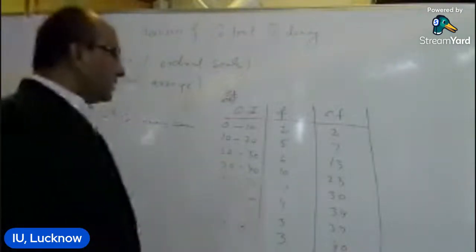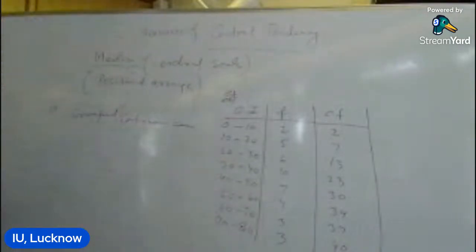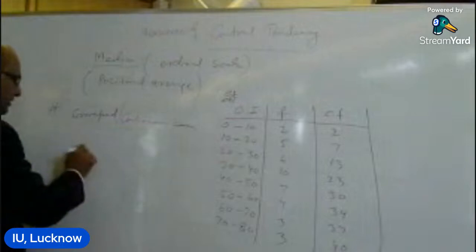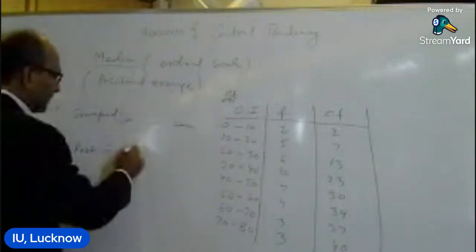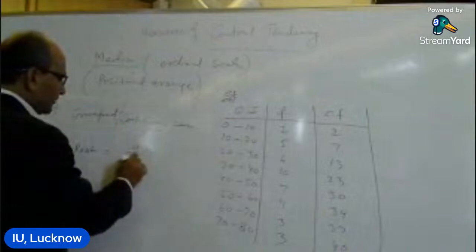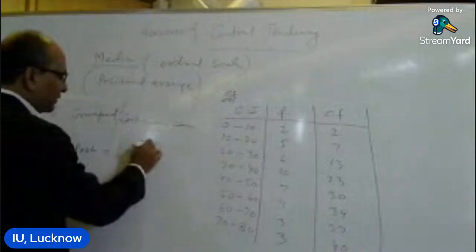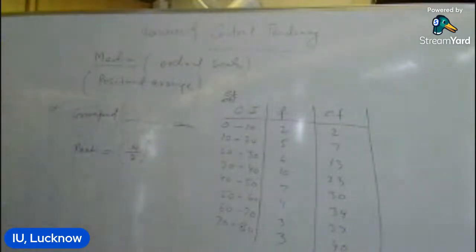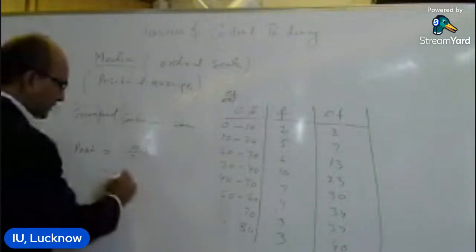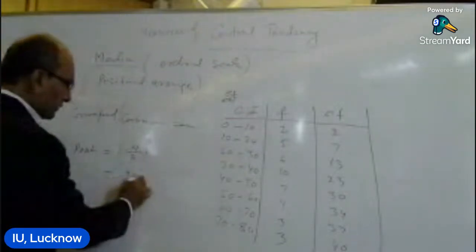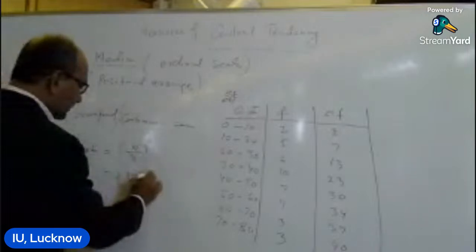Now we have to find the position first. We know the position in continuous and grouped data can be obtained using capital N by 2. So what will be N by 2? Again N is 40, 40 by 2, that is the 20th position.